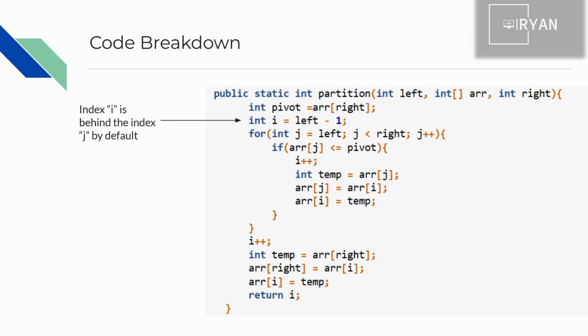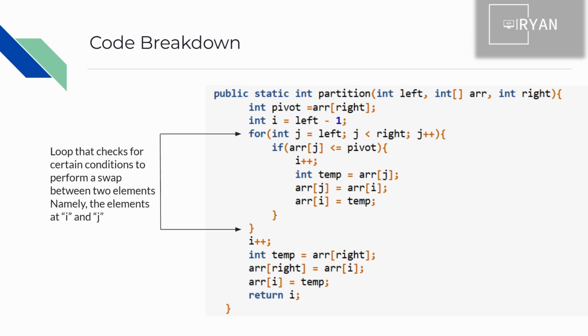On the other hand, j scans through the array from the start of the segment to just before the pivot. It checks each element to see if it's smaller than or equal to the pivot. And moving further on, we will discuss why i lags behind j and how we perform the swapping of elements between the elements at i and the elements at the index j.